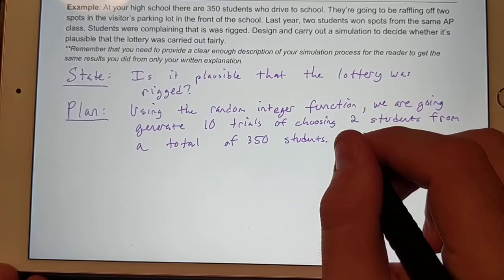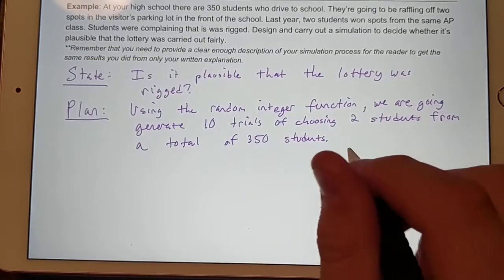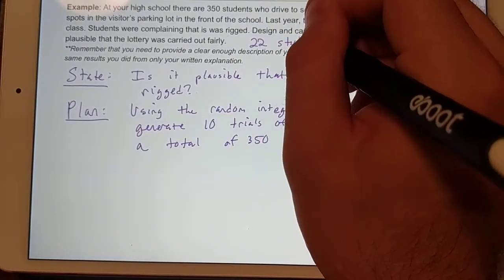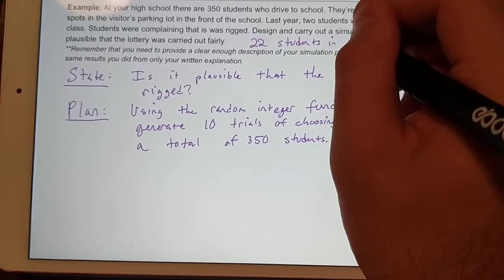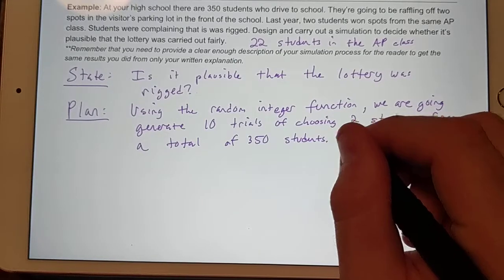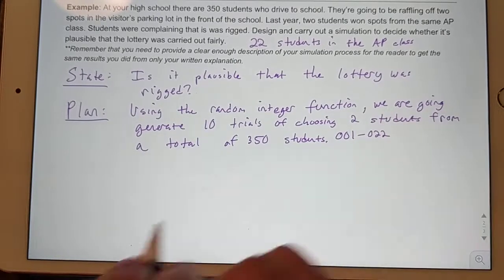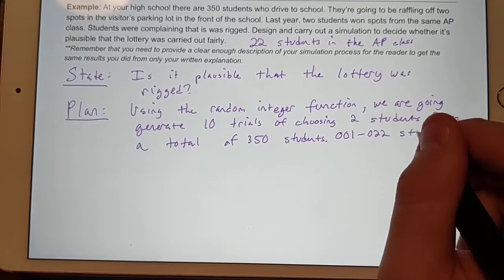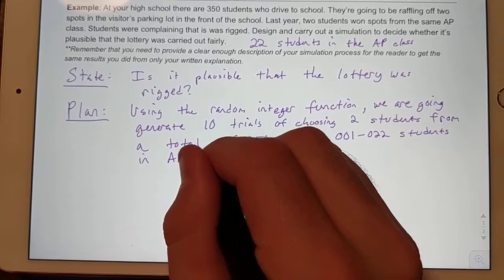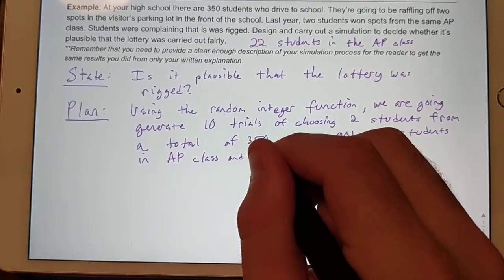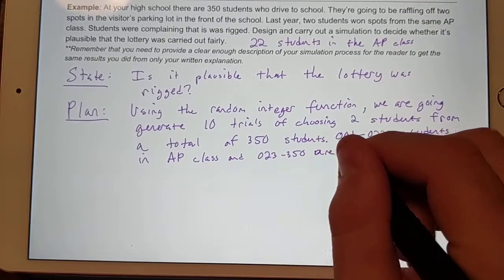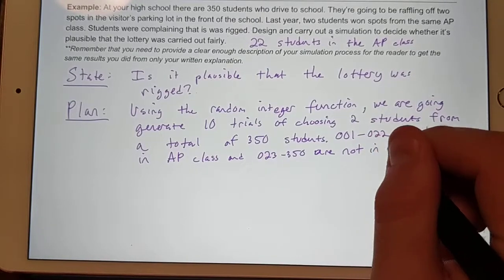So we're going to denote the number of students in the AP class, which was not mentioned here, but there are going to be 22 students in the AP class. So to make our lives easier, we're going to denote 001 to 022 as students in the AP class. And 023 to 350 are not in the AP class.